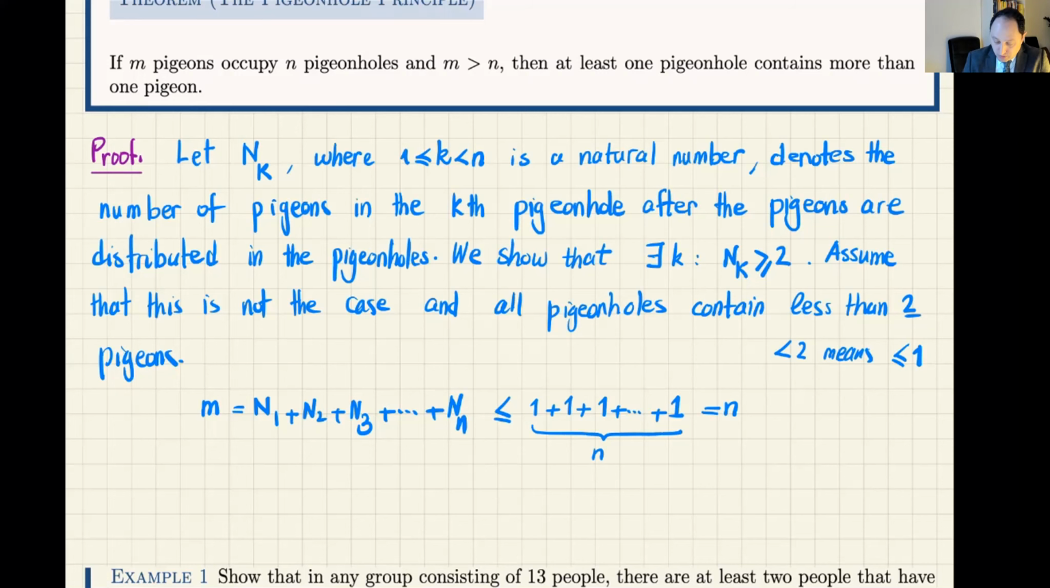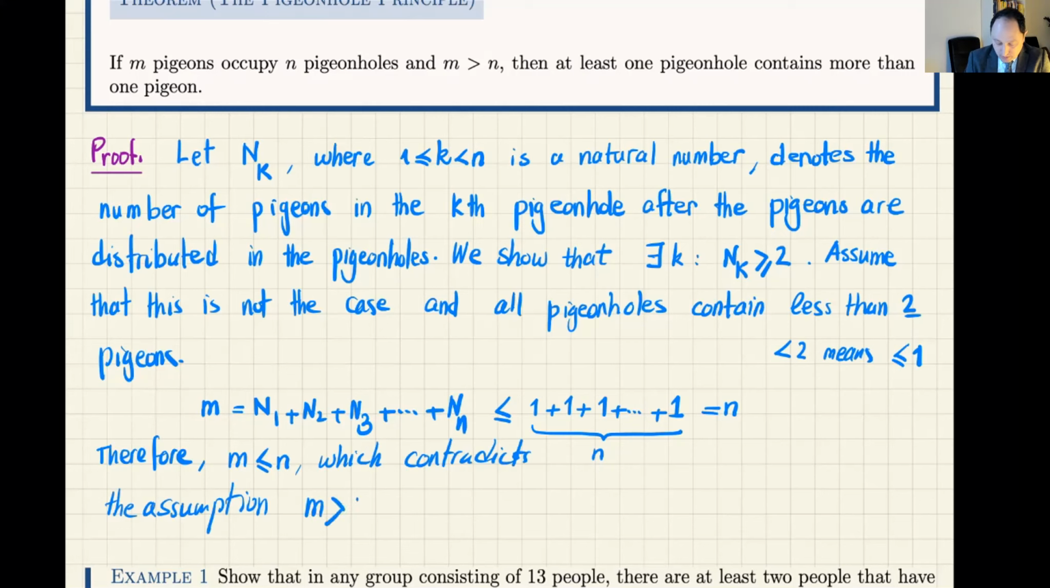Okay, but this is a contradiction. So therefore, m, which is equal to this sum, is less than or equal to this sum, which is equal to n. So this means that m is less than or equal to n, yes? So therefore, m is less than or equal to n, which contradicts the assumption m is greater than n.